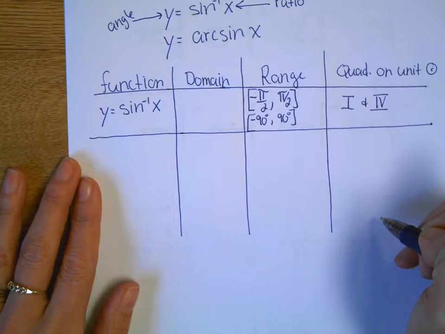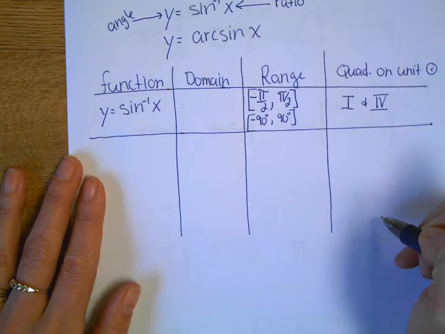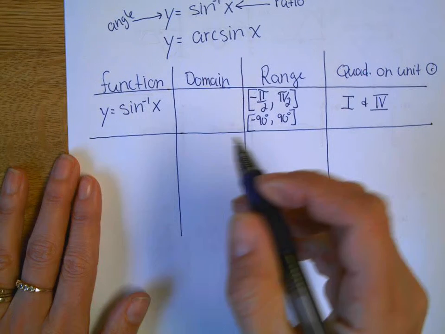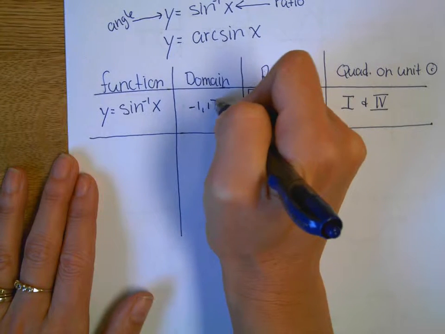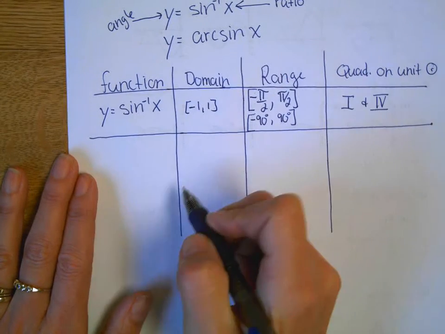I don't care about the domain. You don't care about the domain. Then why did we even make a column for it? Well, I just said we're going to leave it blank. It's okay. Well, it's negative 1 to 1, but if you want it, there you go, negative 1 to 1.